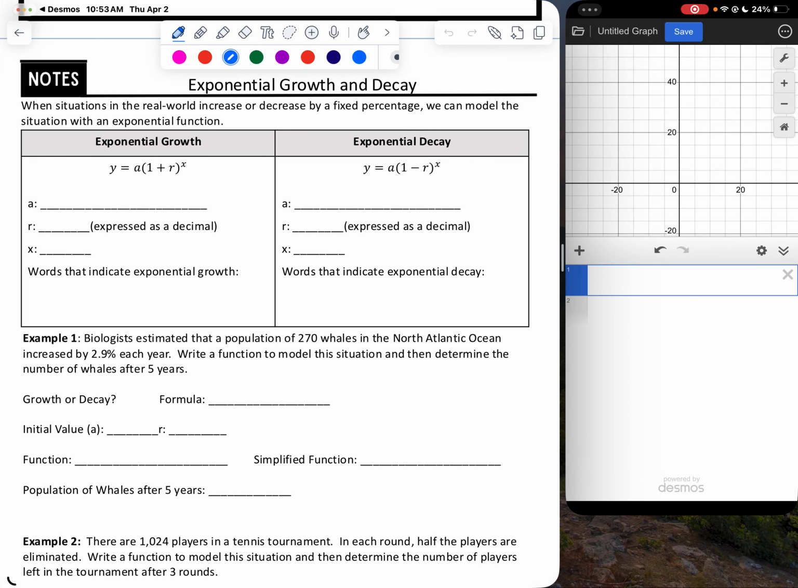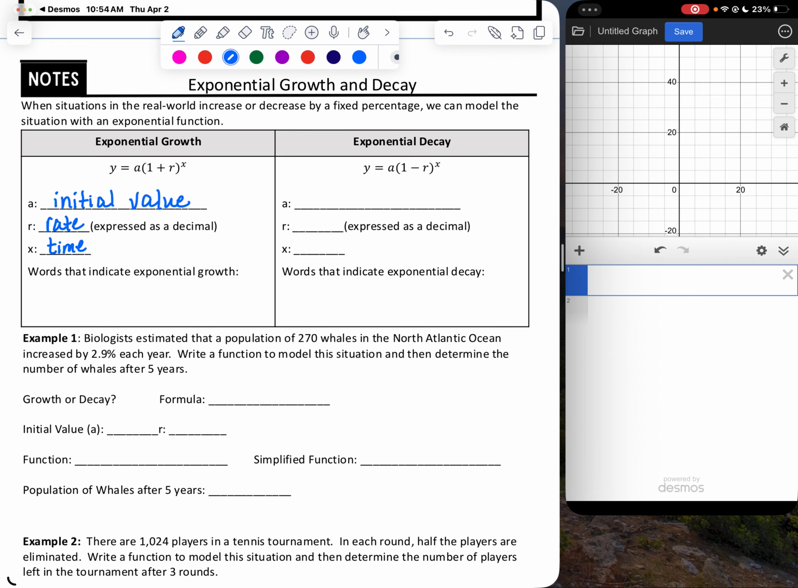In today's lesson, we will be exploring exponential growth and decay. The exponential growth and decay formulas are very similar to each other. Exponential growth is y equals a times the quantity 1 plus r raised to the x power, where a represents your initial value or starting amount, r is your rate expressed as a decimal, and x is the time.